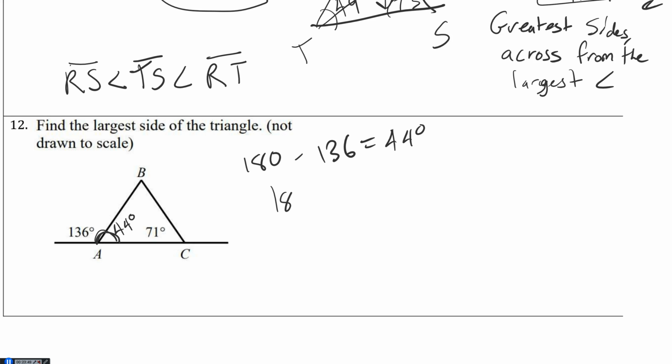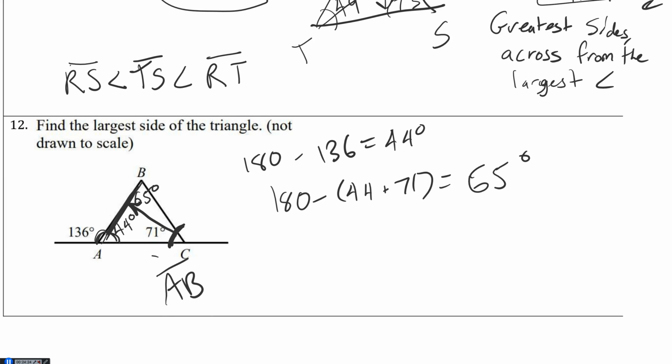And now to find angle B, I just add up my remaining two angles and subtract from 180. So 180 minus 44 plus 71 is going to be 65 degrees. And now just looking at my picture, I see that angle C is the largest angle here. So the largest side is across from that, which is side AB.